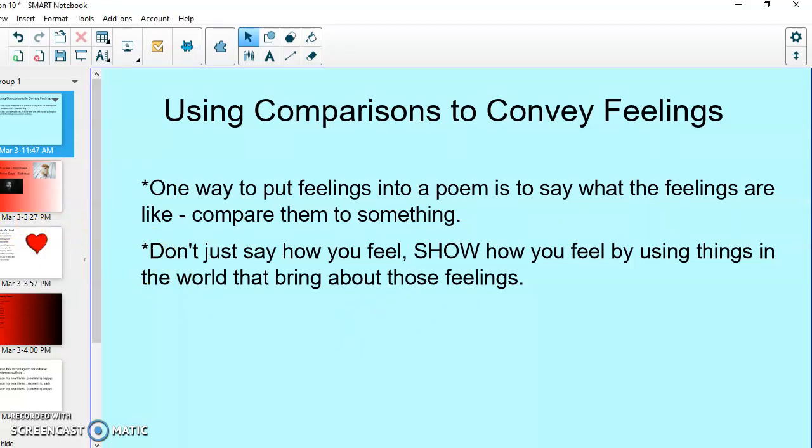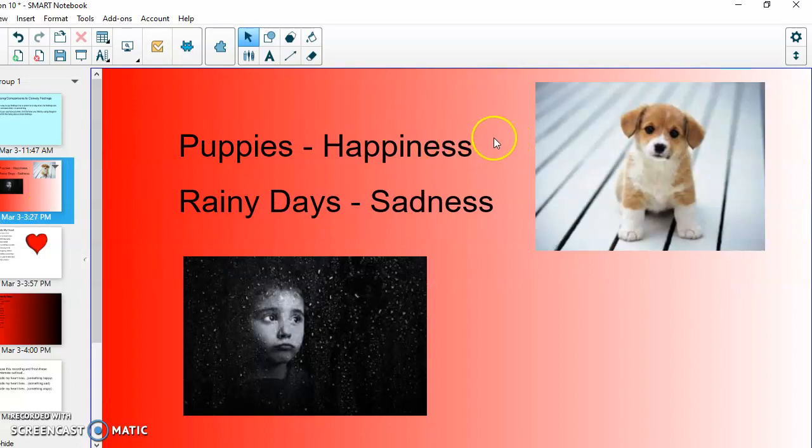For example, when you guys see puppies, what do you think? What's your feeling? Come on, happiness. Oh, he's so cute, right? Rainy days, if you're not in a good mood, of course, rainy days can make you feel like you're blue or sad. That's what rainy days are. And if they're being conveyed in a poem, you might think rainy day, sad day, okay? Puppies, oh, so happy, joyful.